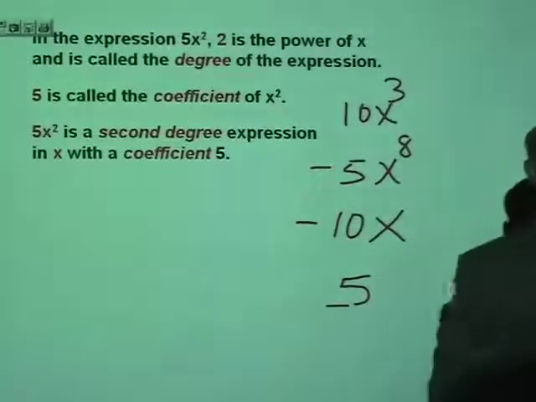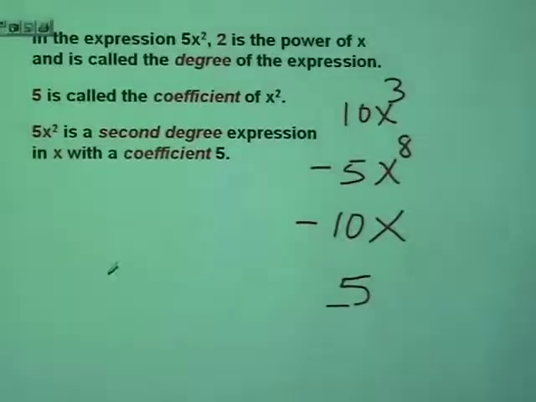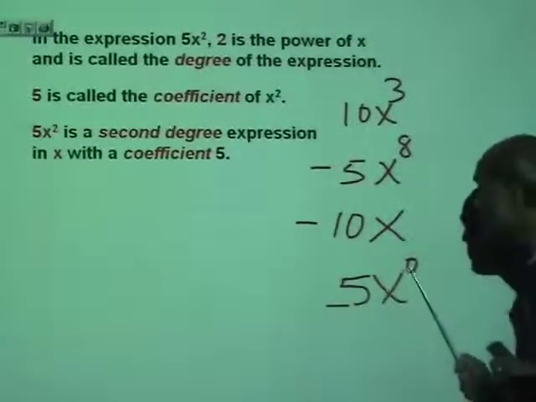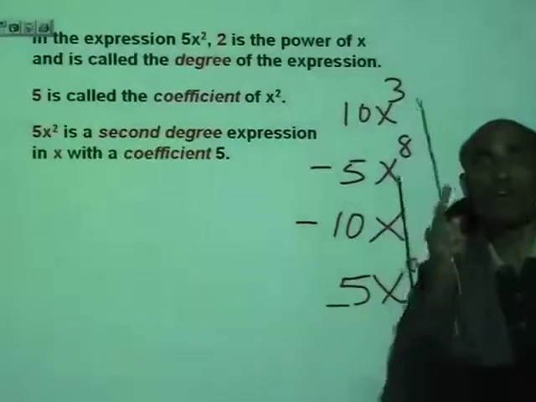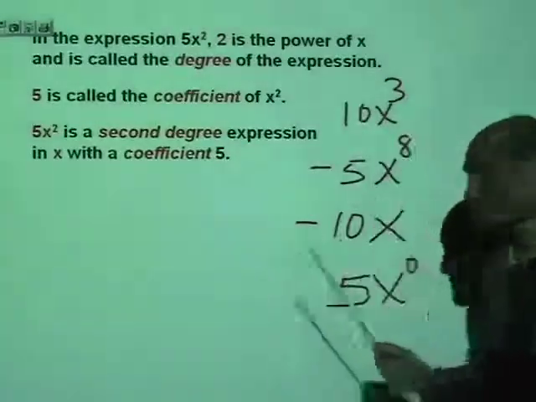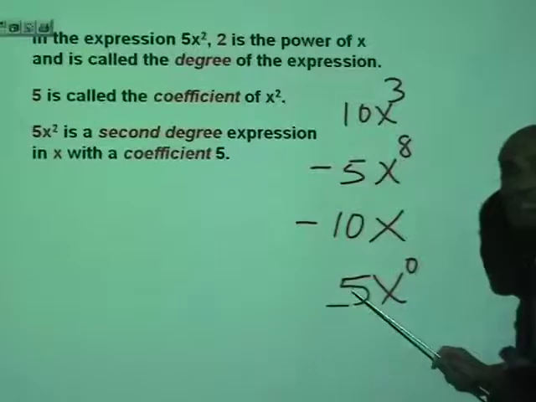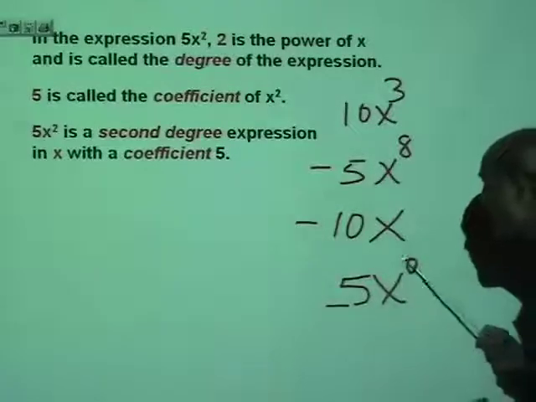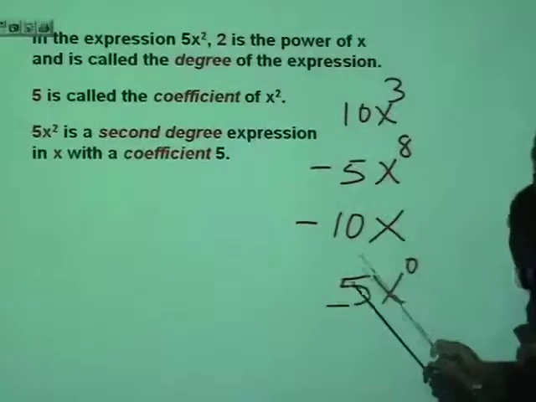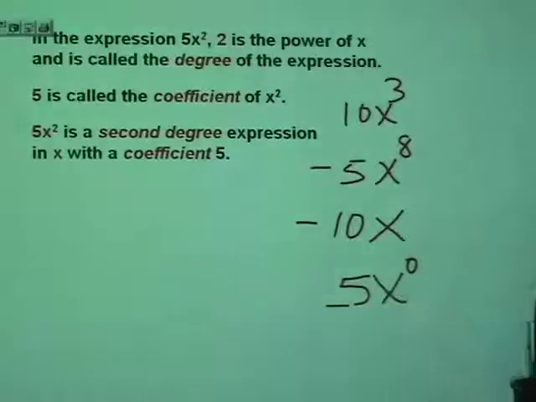Well, you know, x to the power of 0. We talked about exponents. You see, any number raised to the power of 0 is 1. So this 5 can be written as 5x to the power of 0. In other words, 5x to the power of 0 is simply equal to 5.